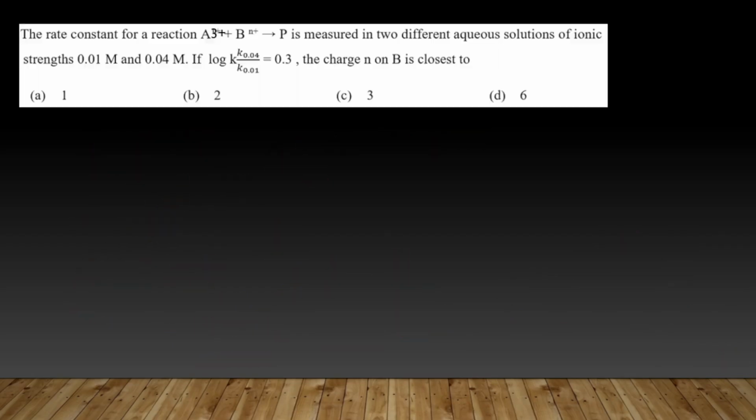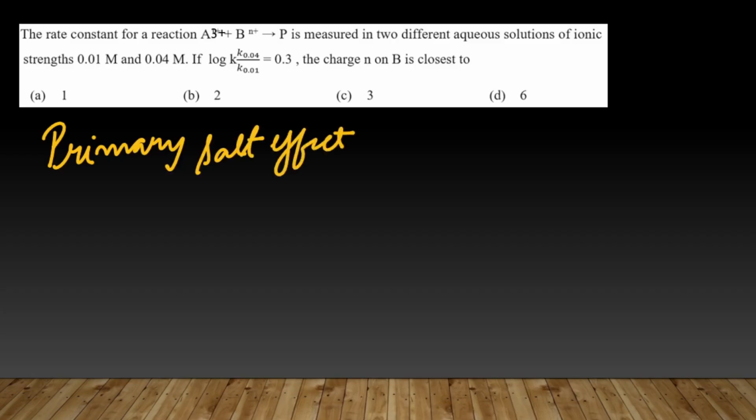Now the next one we have is this question. The rate constant for a reaction between A raised to the power of 3 plus and B raised to the power of n positive is measured in two different aqueous solutions of different ionic strengths. So this question is from the primary salt effect, which means the reaction is carried out in aqueous solutions. For the primary salt effect, you have the rate expression like this.